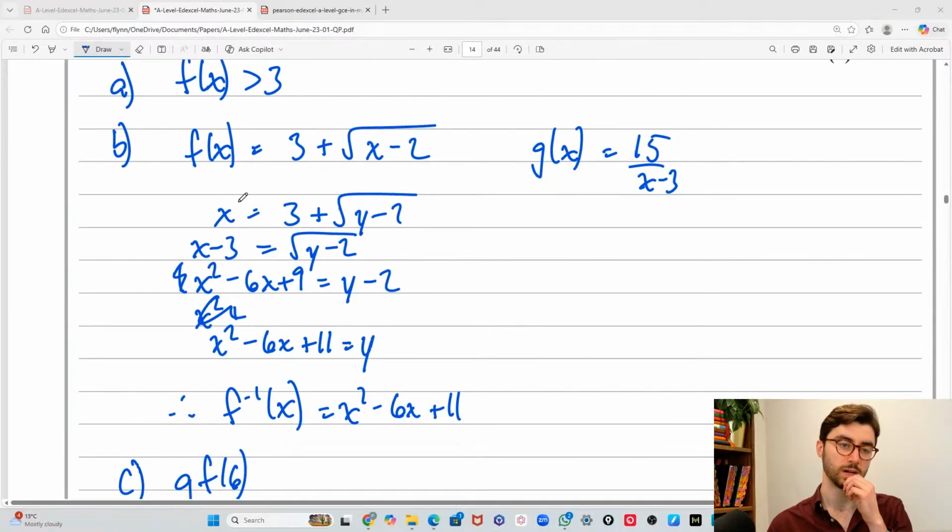Swap around the x and y. X minus 3. You square it. You add 2. That works.